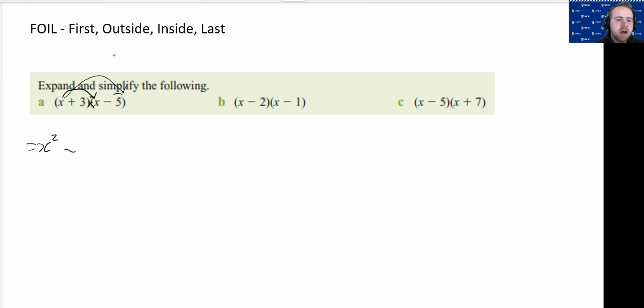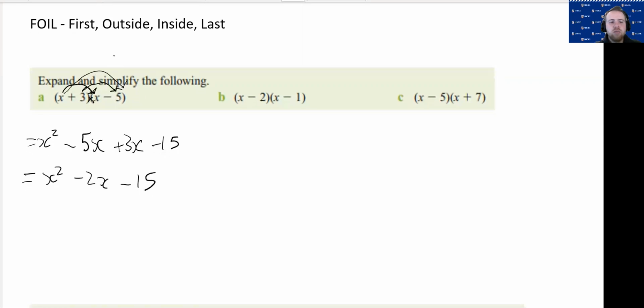So x times minus 5 is minus 5x. The inside terms are positive 3 times x, which is plus 3x. And then the last term in each pair of brackets is plus 3 times minus 5, which is minus 15. So multiply first with first, outside with outside, inside with inside, and then last with last. Once you've done that, you just need to collect your like terms. So we get x squared minus 2x minus 15, and we've expanded our binomial product.